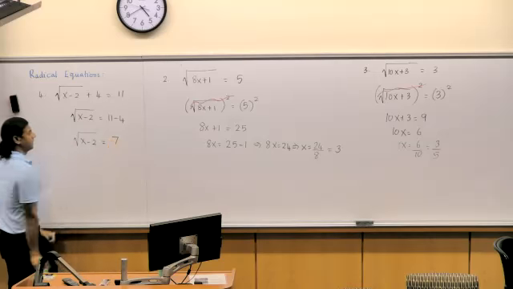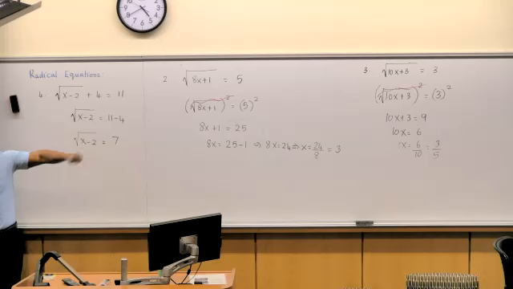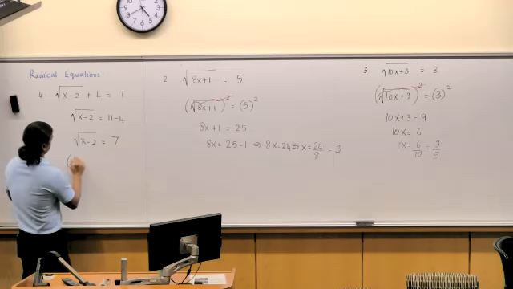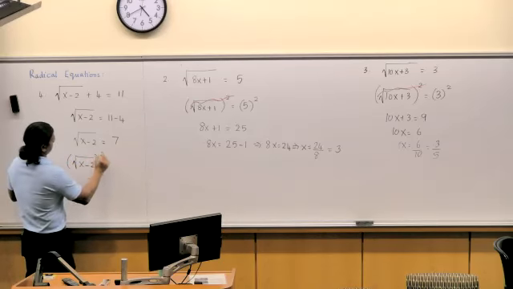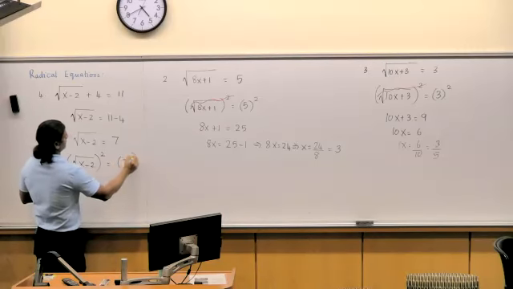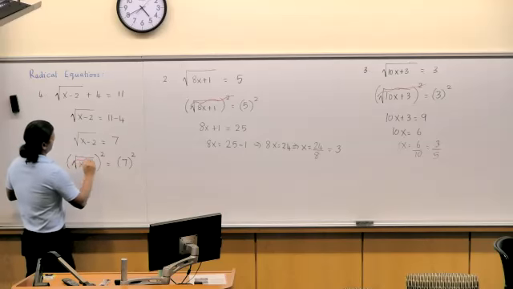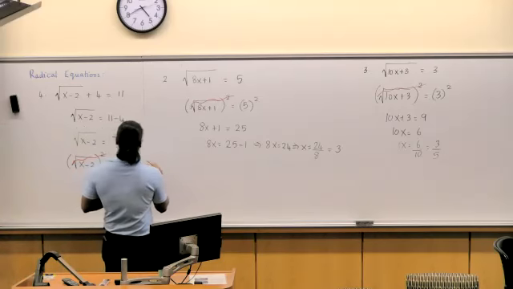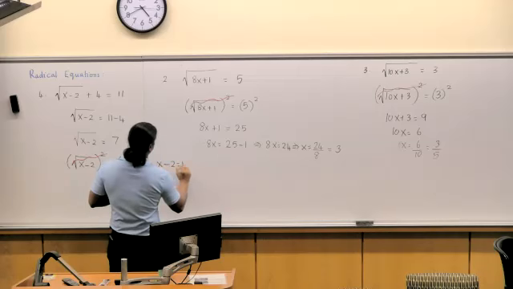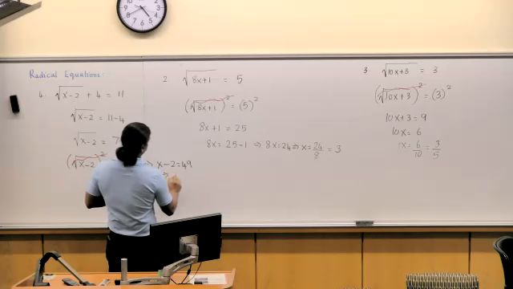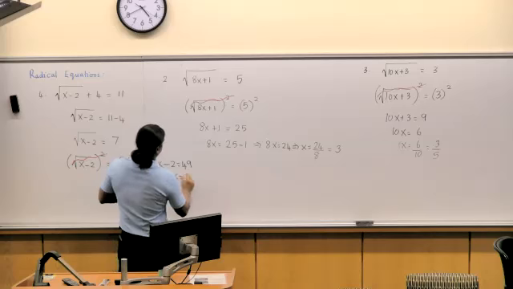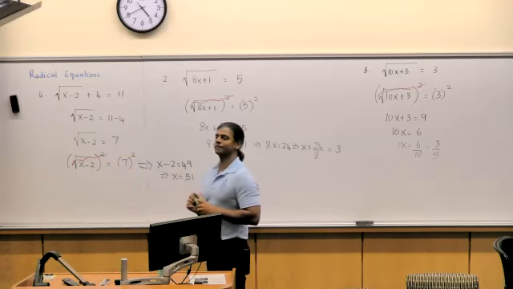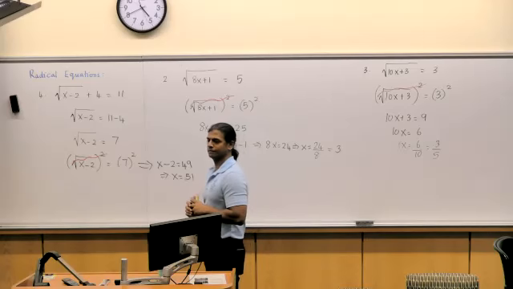11 minus 4 is 7. The problem reduces to the type that we had earlier. What should we do now? Square on both sides. The root and the square will get cancelled. x minus 2 would equal 49. Add 2 on both sides. 49 plus 2 is 51. Good.